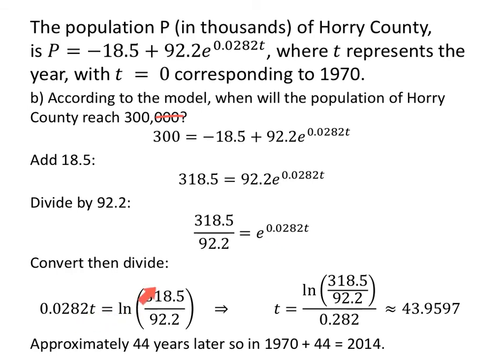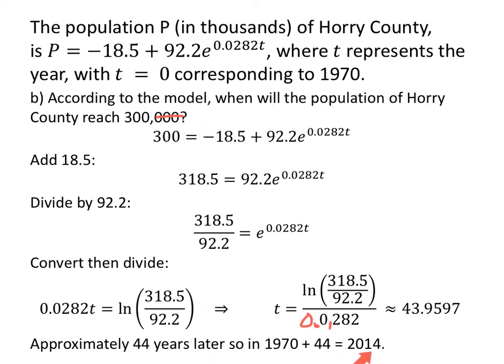0.0282t equals the natural log of my fraction, which leads me to t equals the natural log of the fraction divided by 0.0282. Yes, I am starting to wonder if maybe I should check this. The decimal's not there, but I can assure you, that's just clearly a typo. The answer is approximately 43.9597. So about 44 years later, but that doesn't answer the question.